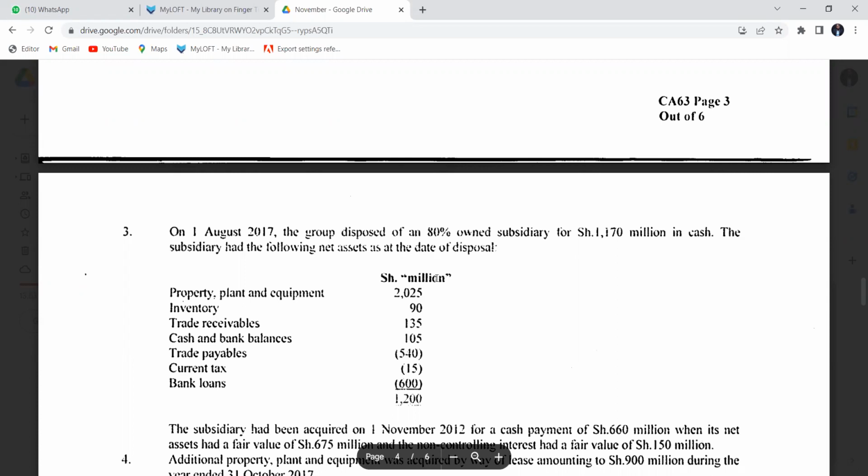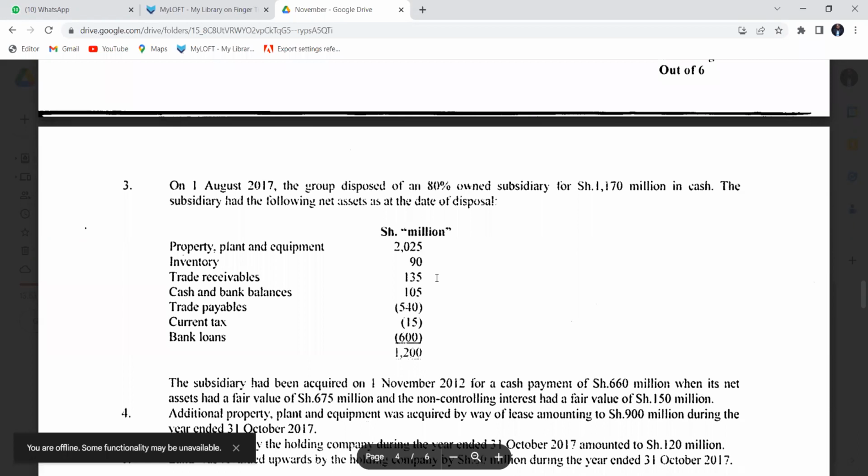So this subsidiary, obviously, it must have been acquired some time back because it was disposed of in August. We cannot dispose of something we don't have, what we don't own. So they said that on 1st August 2017, the group disposed of an 80% owned subsidiary.